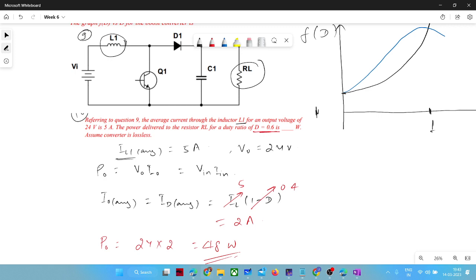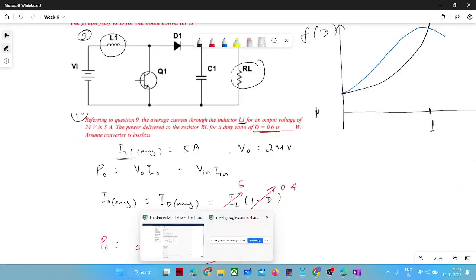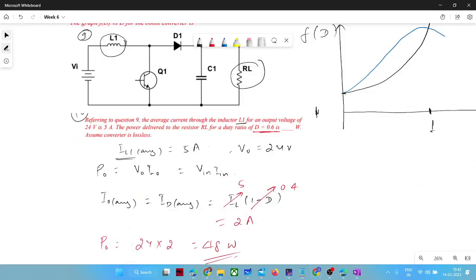If you could please share your screen, then it would be more convenient. Is it possible for you? I don't know, sir, whether share screen is possible. Let me check.